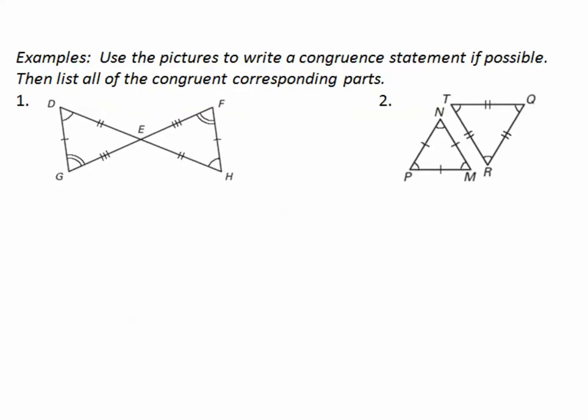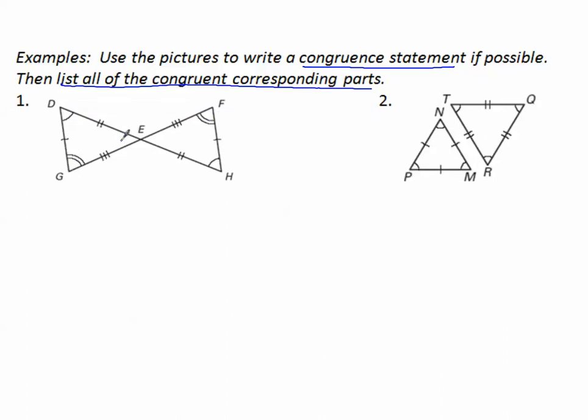Here are some examples where we can explore the use of the corresponding parts in congruent figures. Use the pictures to write a congruent statement if possible. Then list all of the congruent corresponding parts. So let's see. In this picture, is everything, the sides and angles, congruent to everything over here? Well, I see a 1, 2, and a 3 slash side. Over here I see a 1, a 2, and a 3 slash sides. So the sides are all congruent. Here I see a 1 and a 2 slash angle. Here I see a 1 and a 2 slash angle.